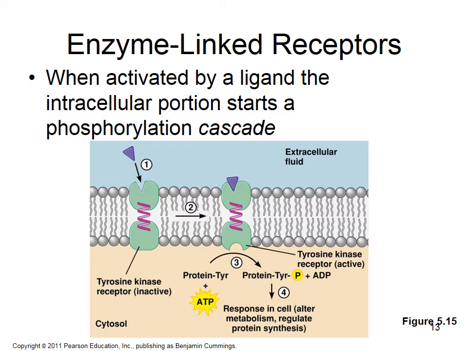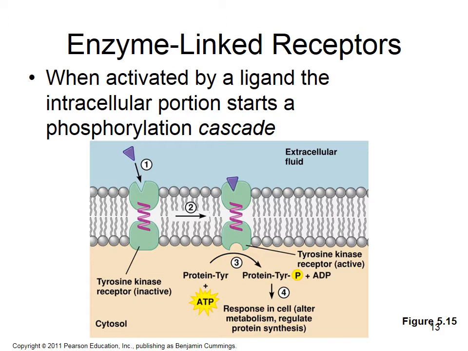Okay, enzyme-linked receptors are also for hydrophilic chemical messengers. Okay, the ligand binding site is extracellular. The intracellular portion is an enzyme. And generally what this enzyme does is it phosphorylates things. Okay, so it takes a phosphate group off of ATP and it puts it onto a protein that is already present on the cell. And when you phosphorylate proteins, you turn them on. Okay, so these enzyme-linked receptors turn on proteins that are already made.